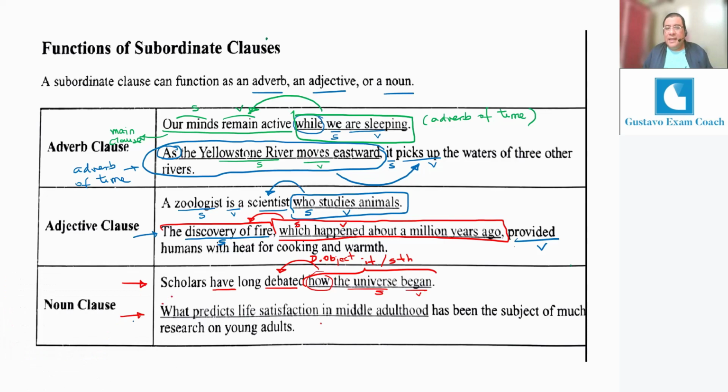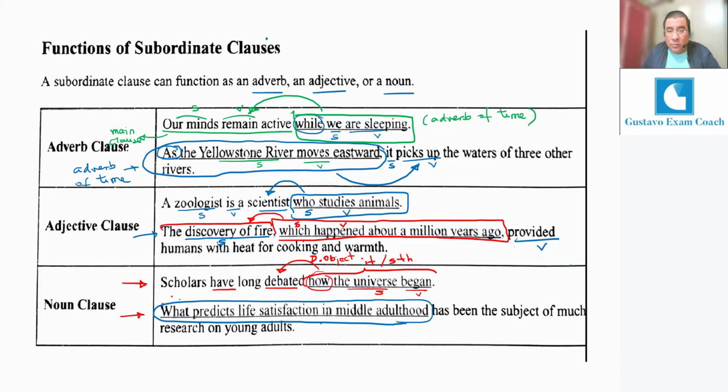What predicts life satisfaction in middle adulthood has been the subject of much research on young adults. So it's very interesting. In this sentence, it is said that something has been the subject of much research on young adults. What is that something that has been the subject? The something that has been the subject, and thus the subject of our independent clause, is this whole subordinate clause. What predicts life satisfaction, right?